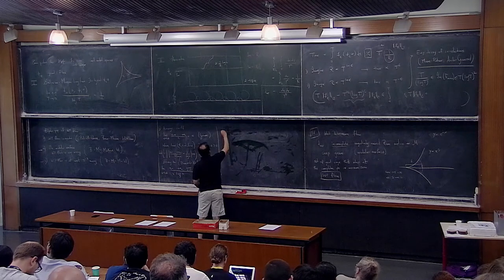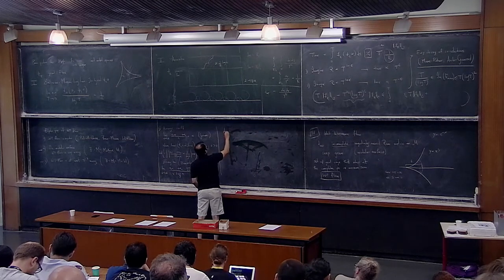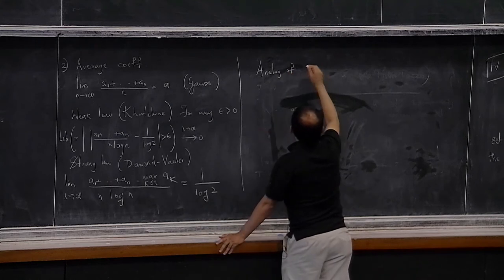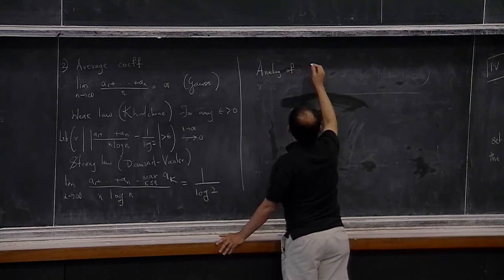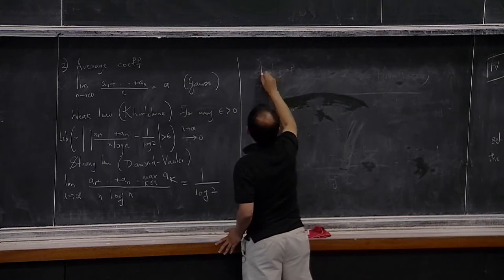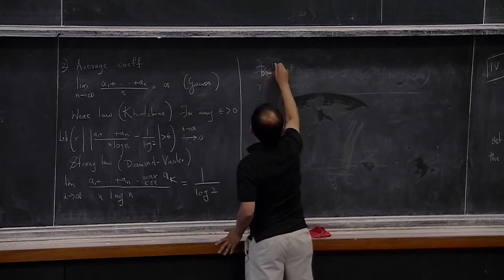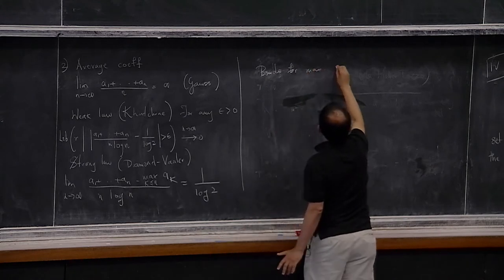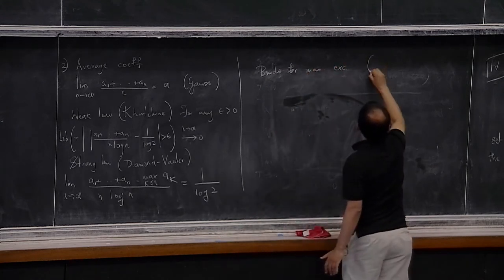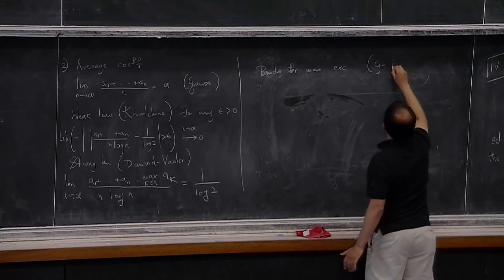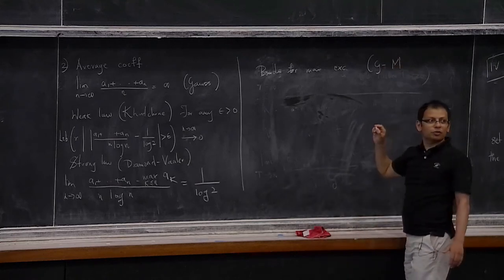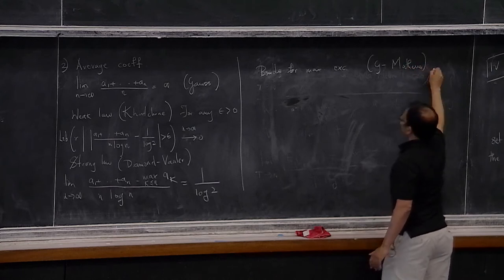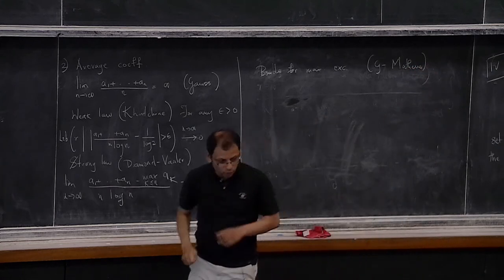So in the second case, the analog of the log law, let me write it this way: bounds for the maximal excursion. And this is joint work with Carlos Matthias, who I see left the room a minute ago. So what are the bounds?